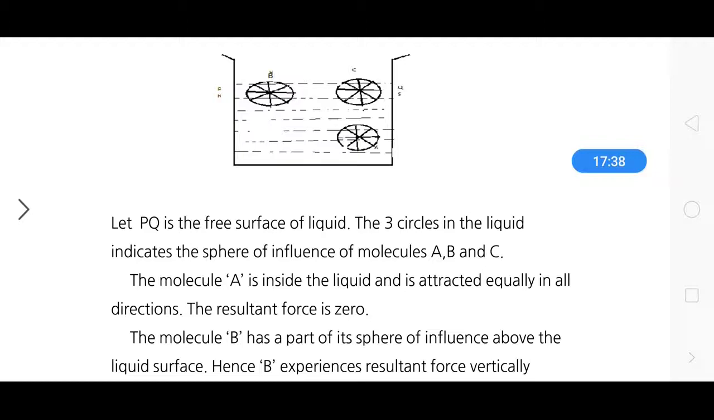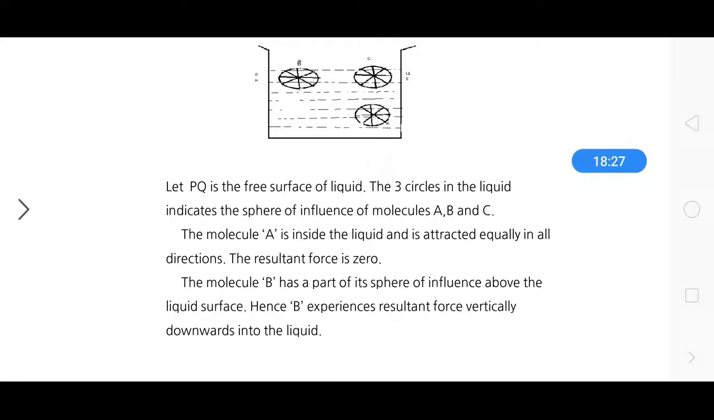Why? Suppose molecule A is placed inside the liquid. One molecule is pulling upward, one is pulling downward, one is pulling on the right-hand side, and one is pulling on the left-hand side. In this way it is attracted equally in all directions, so the resultant force acting on molecule A is completely 0, because equal forces act from all the molecules around it. For molecule B, only some portion is above the liquid surface, so it experiences a resultant force vertically downwards, into the liquid.